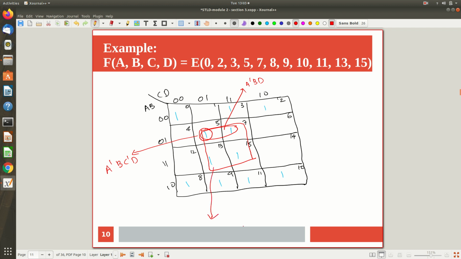This is another one. When you focus on this one, you can see the 2 variables are getting eliminated. When you go across the rows, A is eliminated and B remains. And when you go across columns, C is eliminated and D remains, right? So you can see that this is an implicant, fine. This is also an implicant. This is also an implicant. Now, is it a prime implicant? No. Is this a prime implicant? No. Is this a prime implicant?